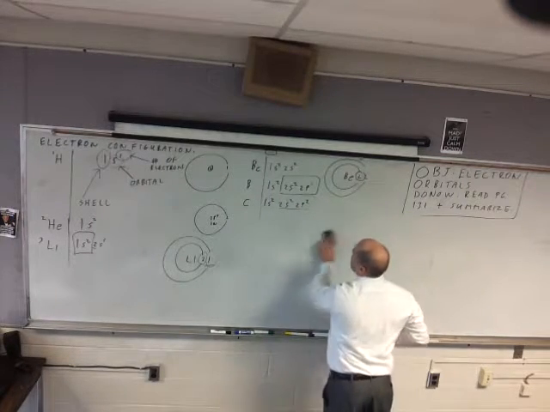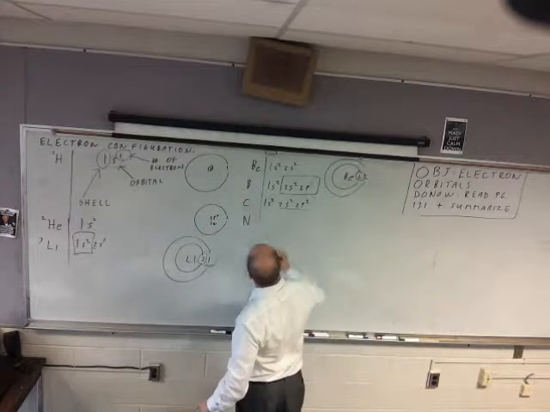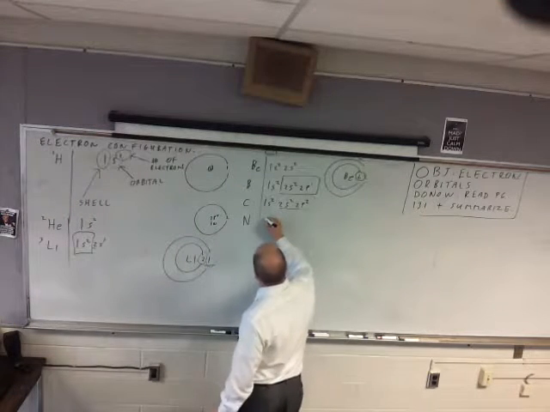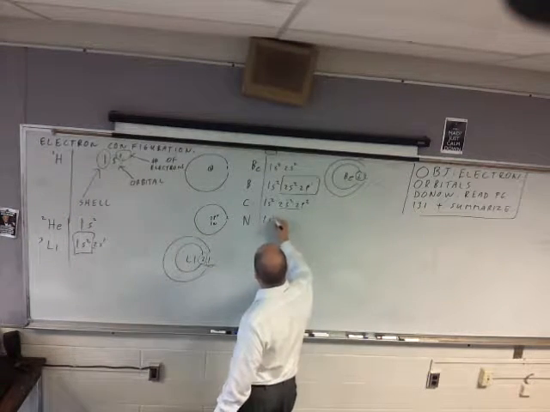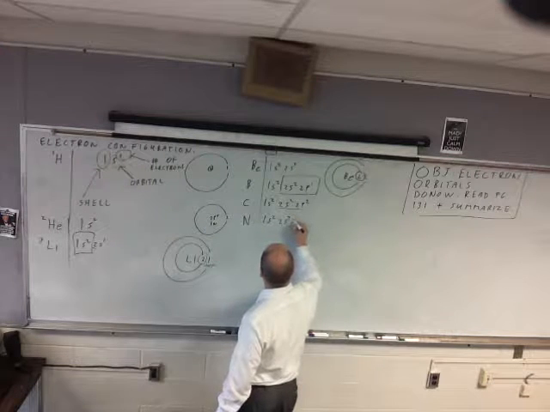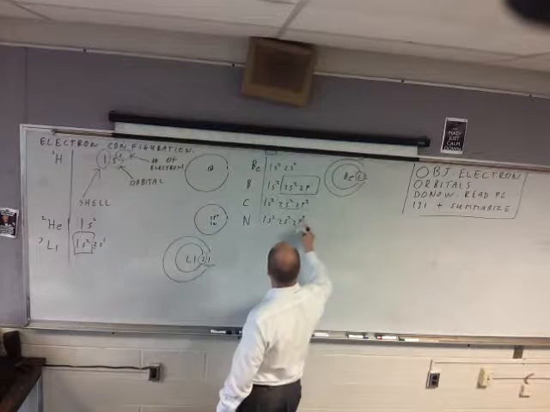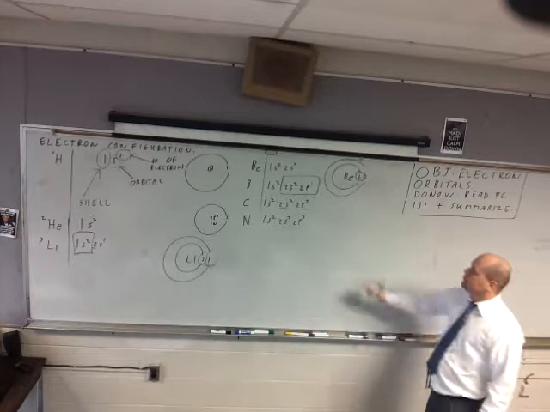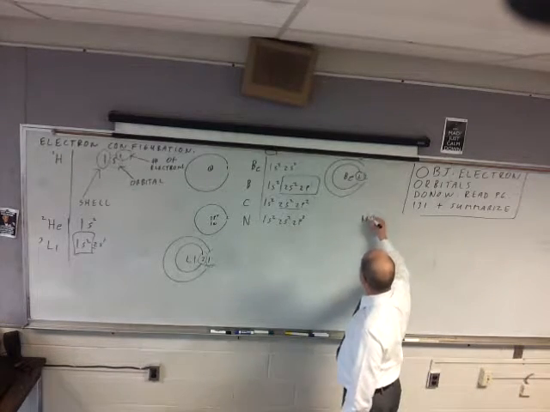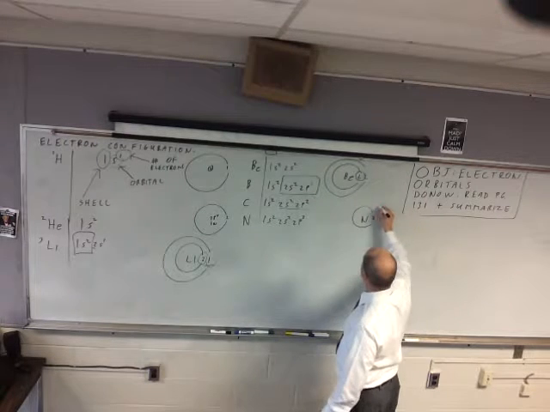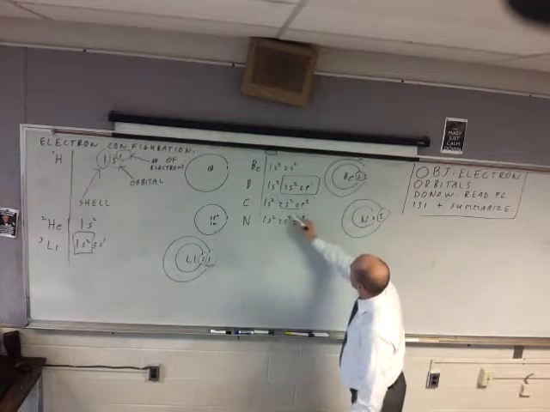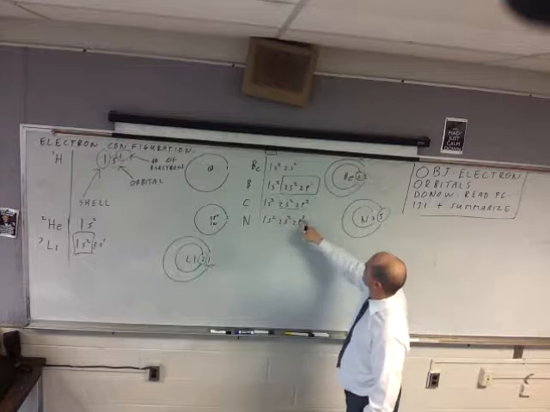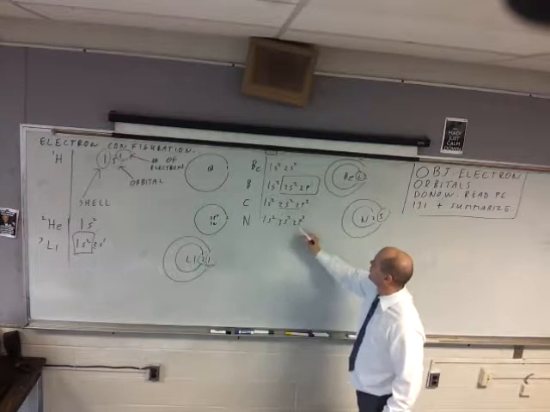Let's keep going. Let's do nitrogen. What do I write here? 2p3. The p orbital can hold as many as 6, so we can keep filling the p for a while. So this nitrogen is what? It's 2 and 5. Those 5 there are right there. 2 in the s orbital, 3 in the p orbital, both the second shell.